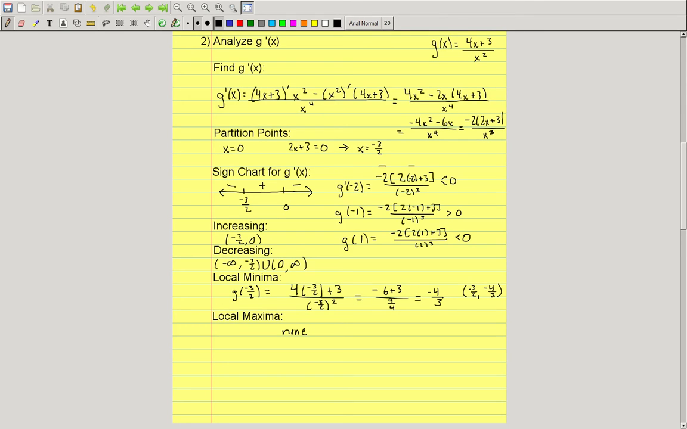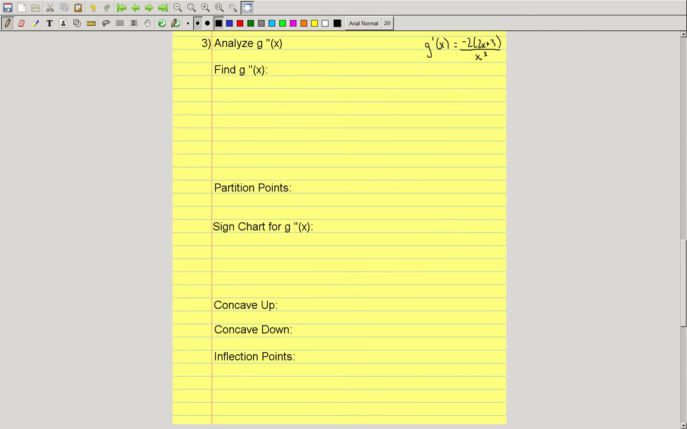Next up, we're going to talk about the second derivative. All right. In order to analyze g double prime, we're going to need to calculate it. And again, it's going to be another quotient rule. So we take the derivative of the numerator times the denominator left alone, minus the derivative of the denominator times the numerator left alone, all over the denominator squared.